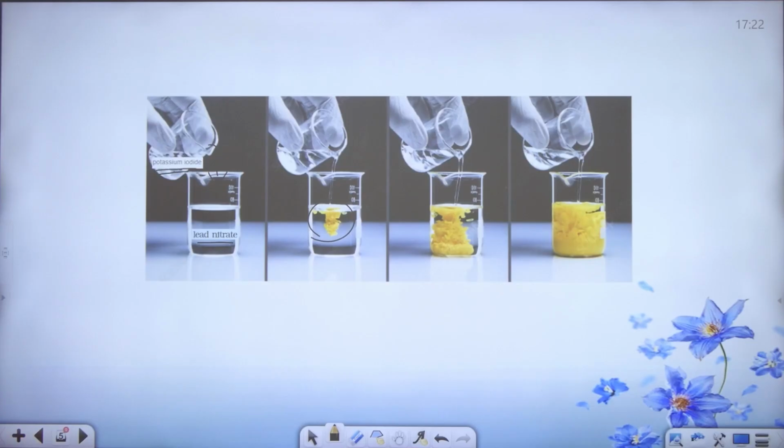Here equal amounts of potassium iodide and lead nitrate are taken and then slowly added. Potassium iodide is slowly added to lead nitrate solution. A yellow colored precipitate is formed. That yellow colored precipitate is lead iodide.